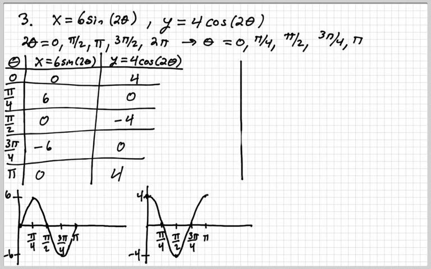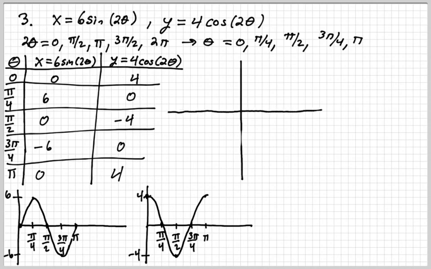So there we are. The compression, instead of taking 2 pi to complete a full cycle, has now been condensed down to completing a full cycle in pi. And normally the max and min for sine and cosine are minus 1 and 1. These have now been stretched to minus 4 and 4 and minus 6 and 6 respectively for the y and the x.